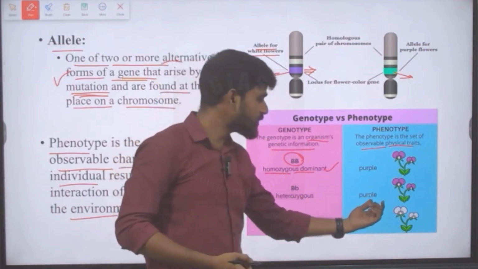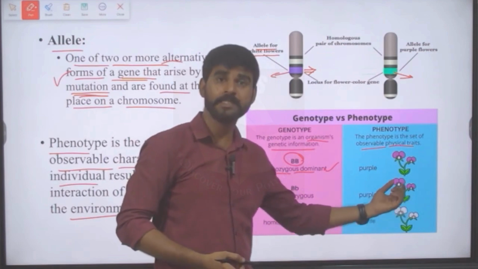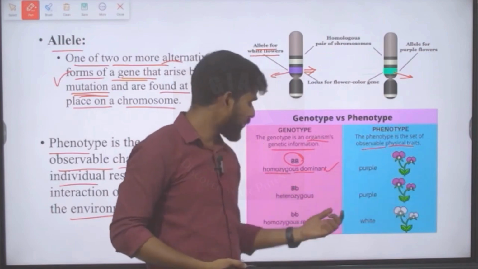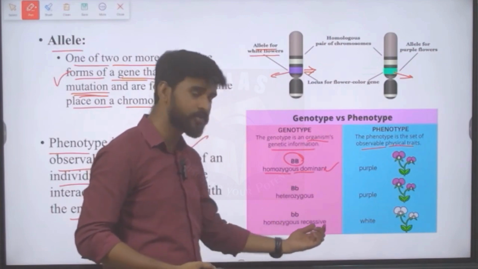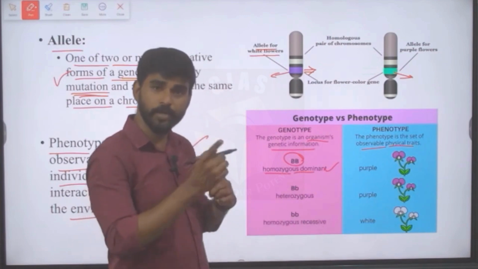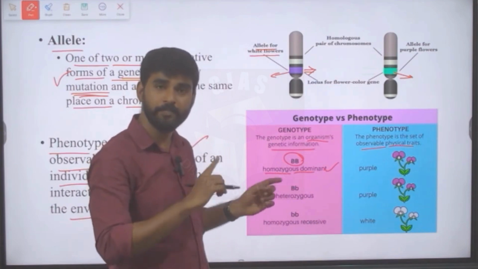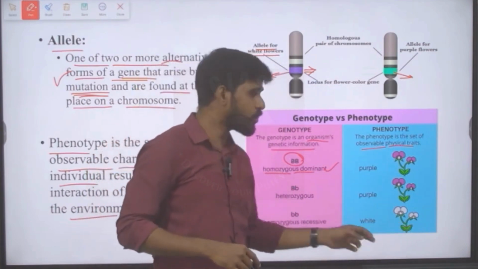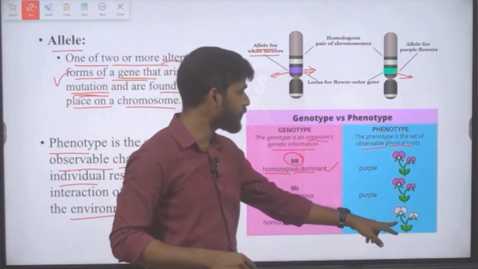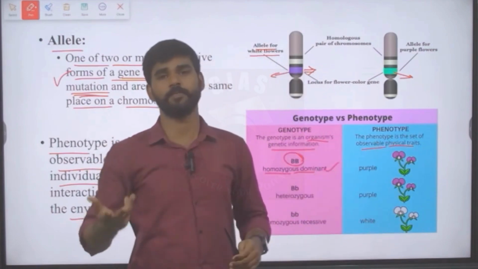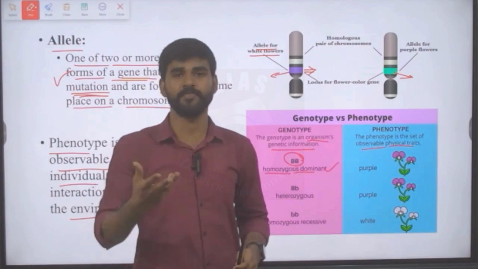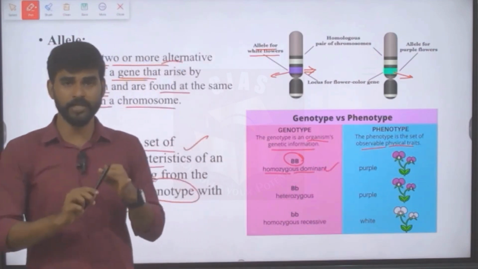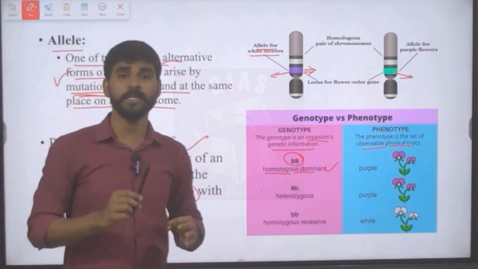Okay, it will express itself as purple again. This is the observable characteristic that we are talking about. That is phenotype. And when you see this, homozygous recessive. Homozygous because both are recessive, small b and small b. White is expressed because small b is for white flowers. So this is phenotype because it is the observable trait, the physical trait that we are seeing. So I hope it is clear what is genotype, what is phenotype, and what is allele.